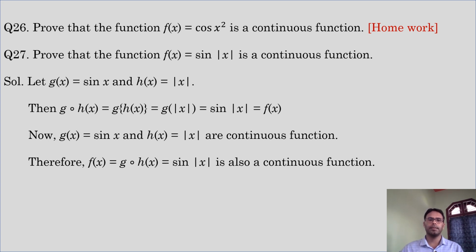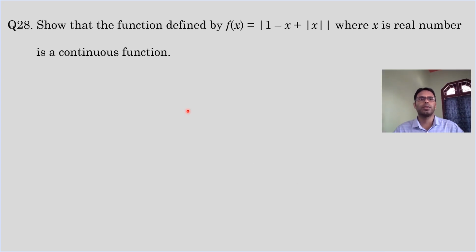Okay, then you see this question: show that the function defined by f(x) equal to this one, where x is a real number, is a continuous function. And this is a problem from your NCERT book, actually an example in your main NCERT book. This is already solved in your book, but I am going to solve this question for you for better understanding.